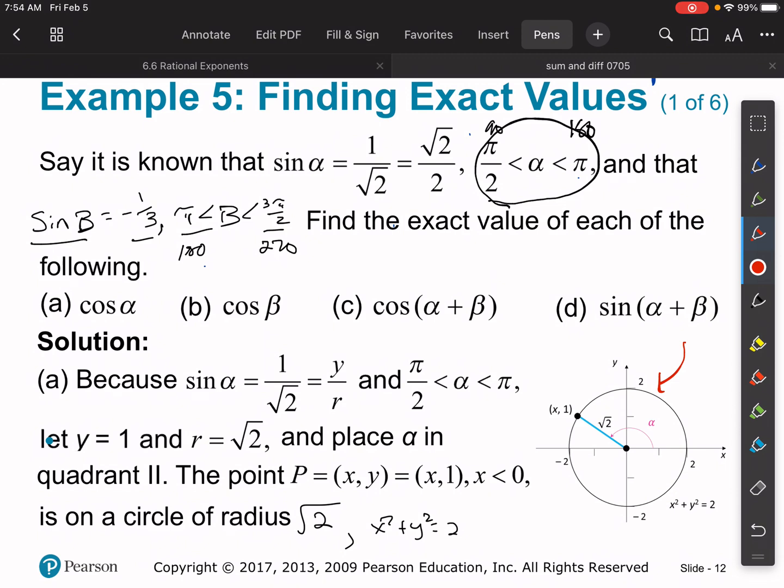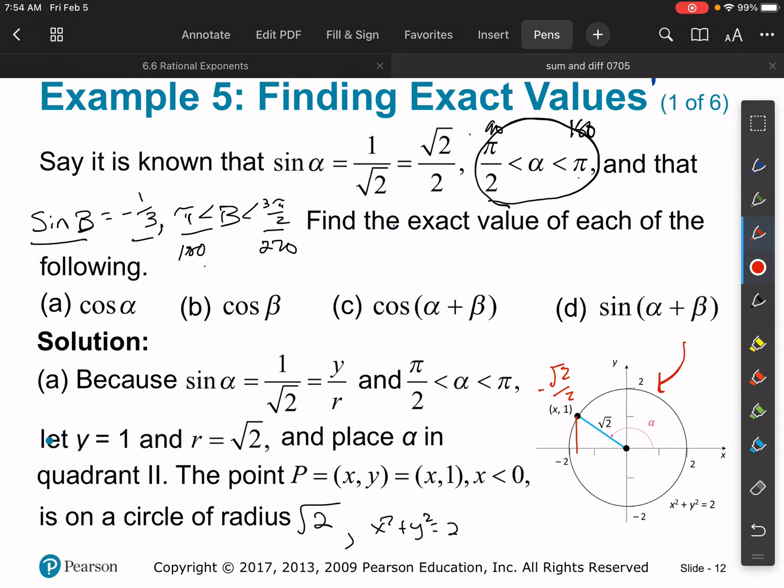So I know what the x value is at that place. It should be negative root 2 over 2 without doing much work. But say it wasn't nice like that where I knew that. How would I find it? Well, you'd go back to your definitions. So 1 over the square root of 2 is equal to y over r, because this is a sine function. So I know I have a y value of 1, and a radius of square root of 2.